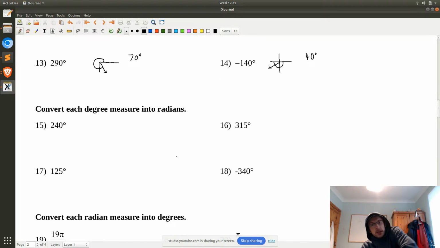Convert each degree measure into radians. Recall, 2 pi radians is 360 degrees. Pi radians is 180 degrees. Pi over 2 radians is 90 degrees. Pi over 4 radians is 45 degrees. Pi over 3 radians will be 60 degrees.